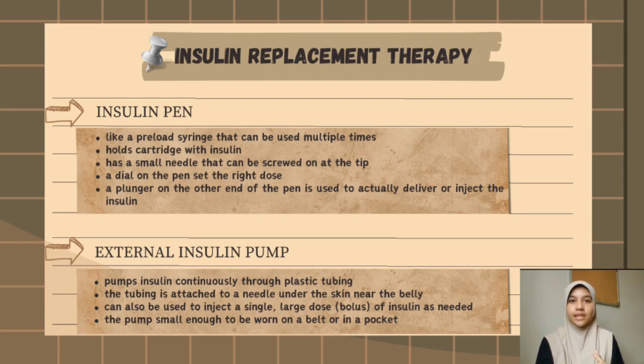It has a small needle that can be screwed on at the tip. A dial on the pen lets you set the right dose. A plunger on the other end of the pen is used to actually deliver or inject the insulin. Okay, the next one is the insulin pump.